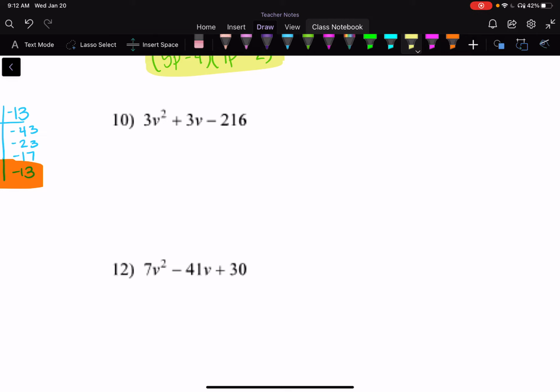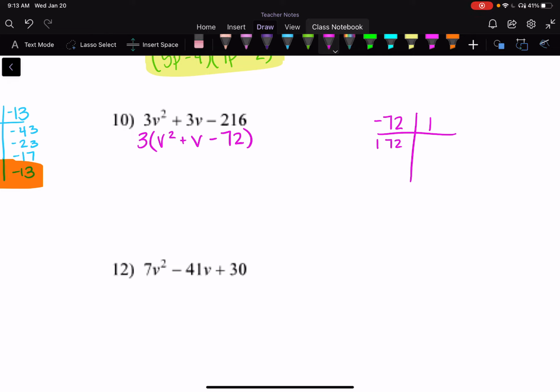Number 10. I notice first thing that my a value is not 1, it is 3. So I'm going to check for a GCF by dividing 216 by 3. That gives me a whole number of 72, so I'm going to factor out 3 as my GCF, and then factor my trinomial from here. A times C is negative 72, and B is positive 1.